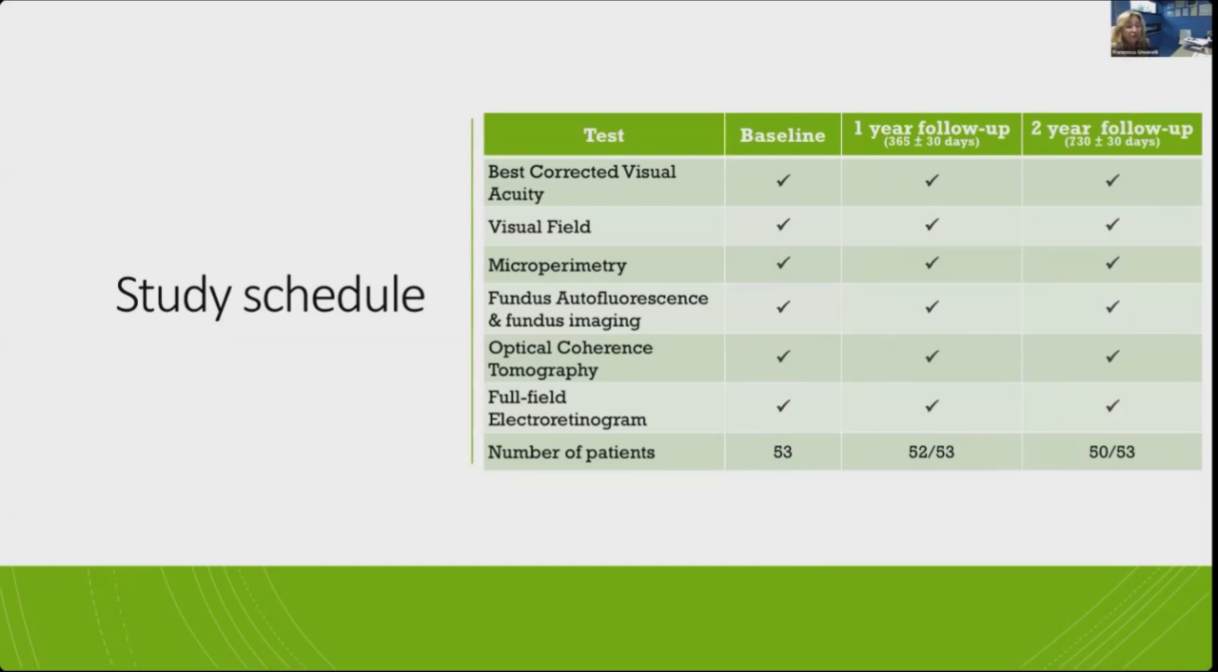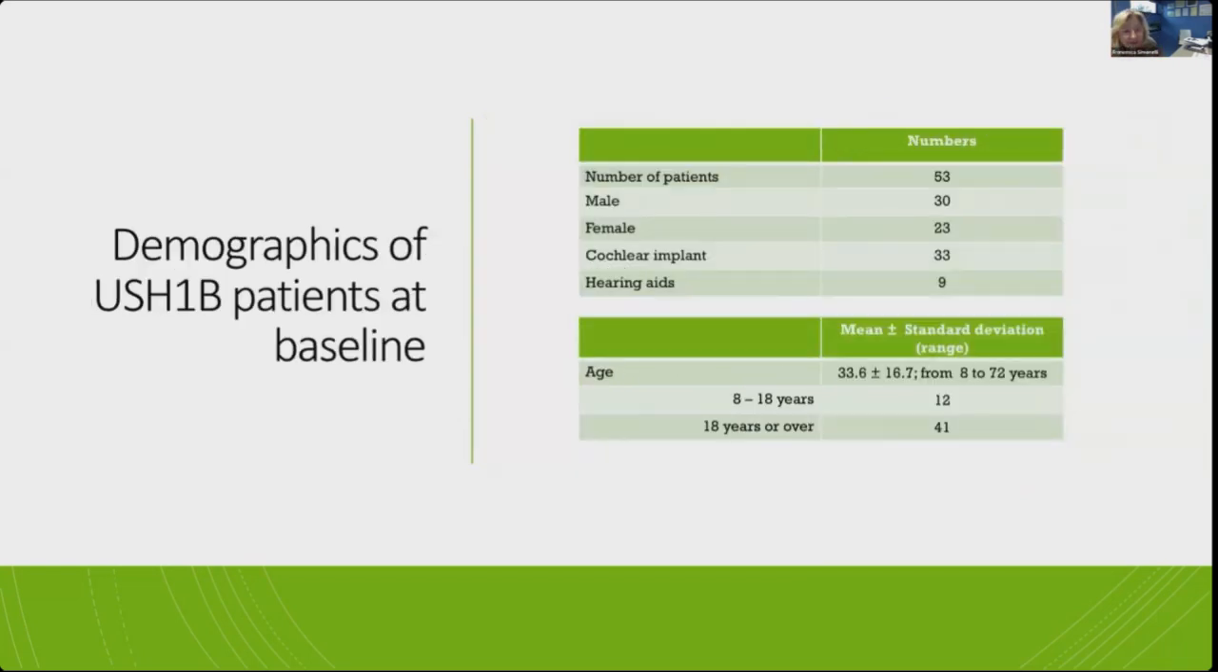We performed best-corrected visual acuity, visual field, microperimetry, fundus autofluorescence, OCT, full field ERG at baseline, 1 year and 2-year follow-up in all patients. We had 33 patients with cochlear implant and 9 patients with hearing aids, 12 patients in pediatric age, and 41 adults.